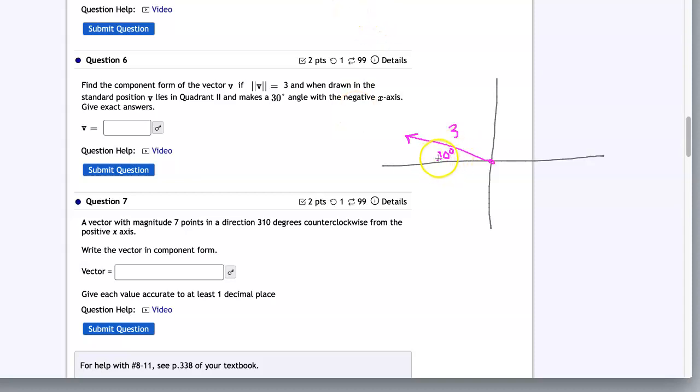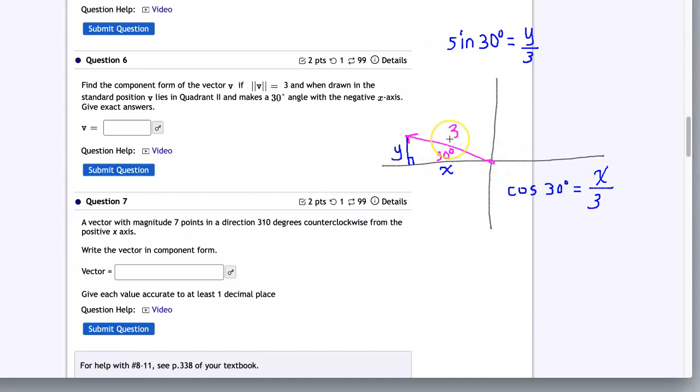So here we have a 30-degree angle with the negative x-axis. Here's my vector that has a magnitude of 3. So what you see is that we have a right triangle, right? You can just drop down a perpendicular, and we're trying to figure out what the x and the y are. Well, that's a basic SOHCAHTOA problem.